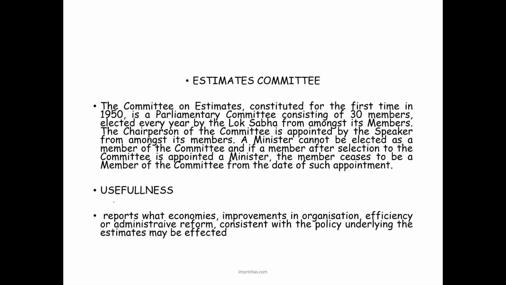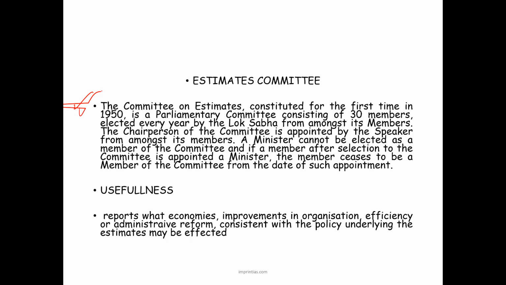Okay, so the second part was about the Estimates Committee. It was constituted for the first time in 1950. It consists of 30 members, and the chairperson is appointed by the Speaker. A minister cannot be elected as a member of the committee, right? And if a member after selection is appointed a minister, he will cease to be a committee member.